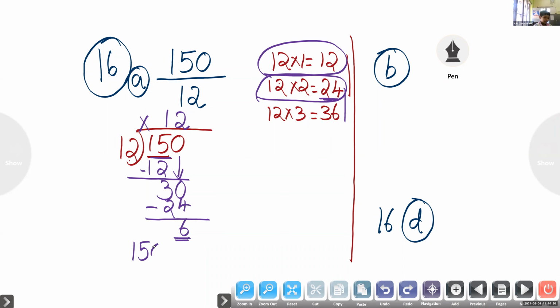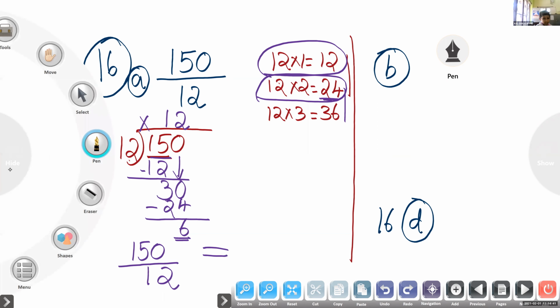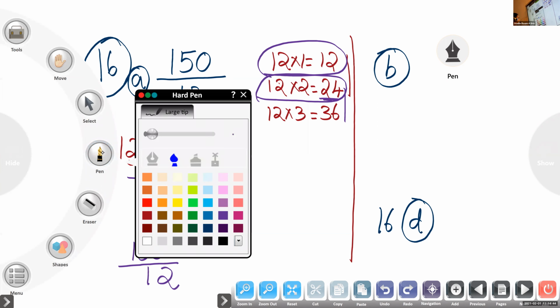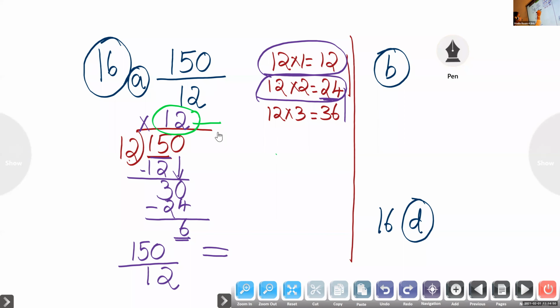150 divided by 12. So here, 12. Please mute your audio, there are some distractions here. So 12 is the quotient and 6 is the remainder. So how can we write the answer? Yes, Noel. Noel, unmute and say the answer. Noel. Unmute. Can you say the answer? I think there is a network problem.